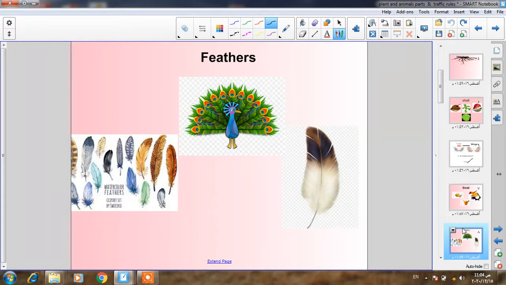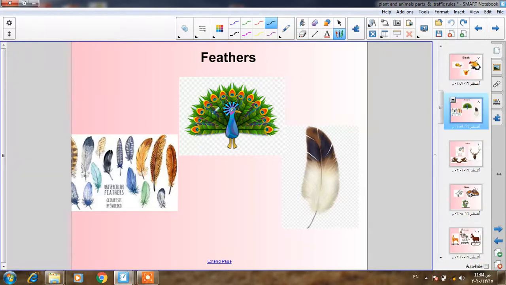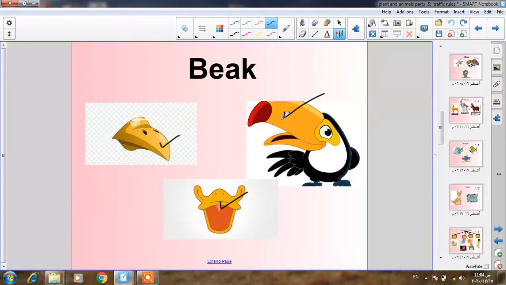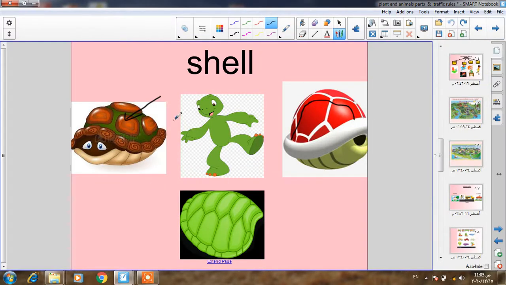Then feathers. Feathers, of course, do you know the bird that has feathers? Birds have feathers. Excellent. Feathers form the wings. Okay. So that's called what? Feathers. And that's called what? Beak. And that's called wings. And these wings consist of feathers. And the hard part is called shell. Okay.